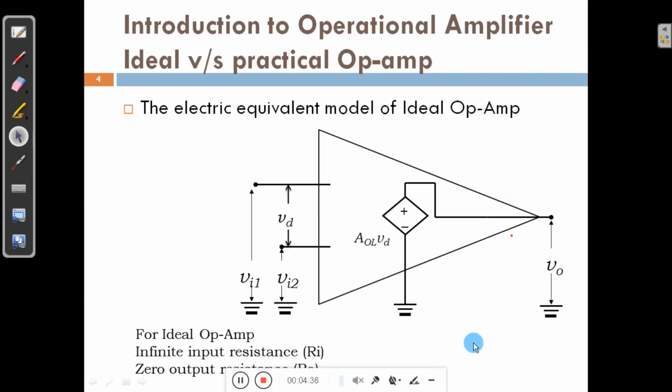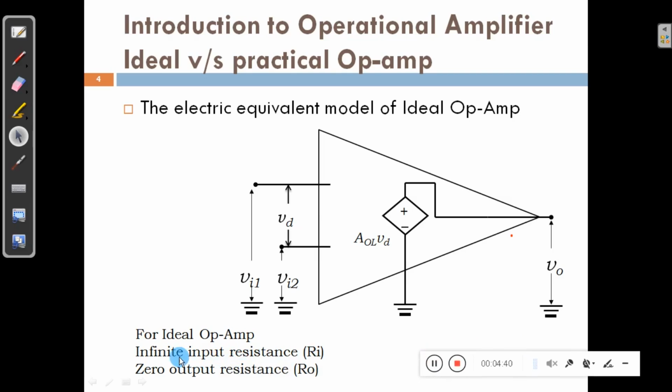For an ideal operational amplifier, the input impedance or input resistance is infinite. That means it is an open circuit here, that is, there is no current flowing between VI1 and VI2. It is an open circuit, and output resistance is 0, so the output is represented by something like a short circuit. This is the theoretical equivalent model of the ideal operational amplifier.